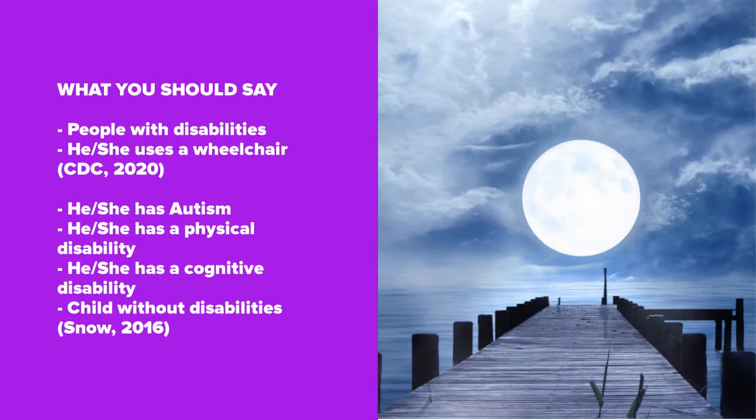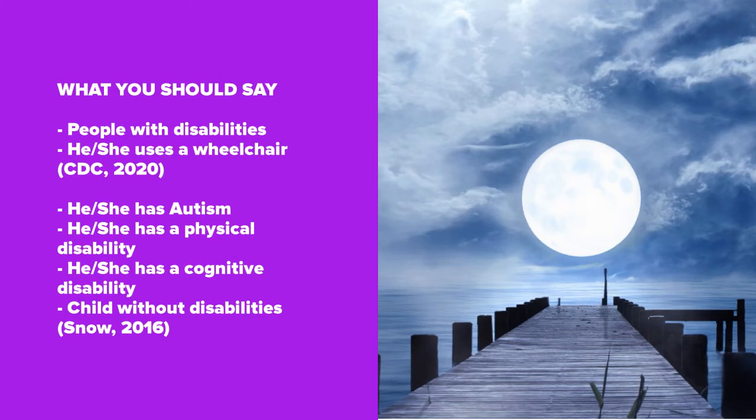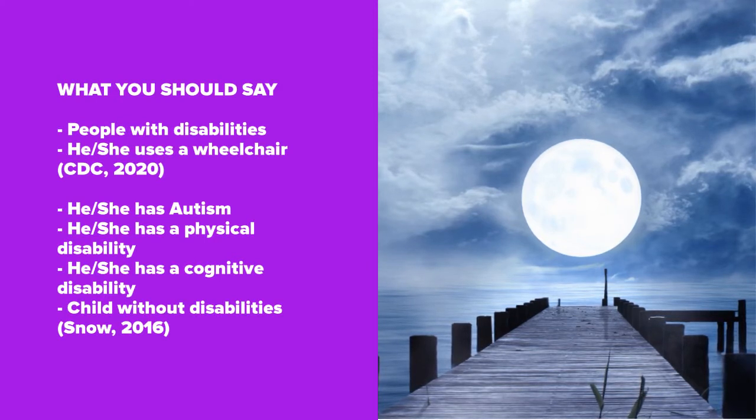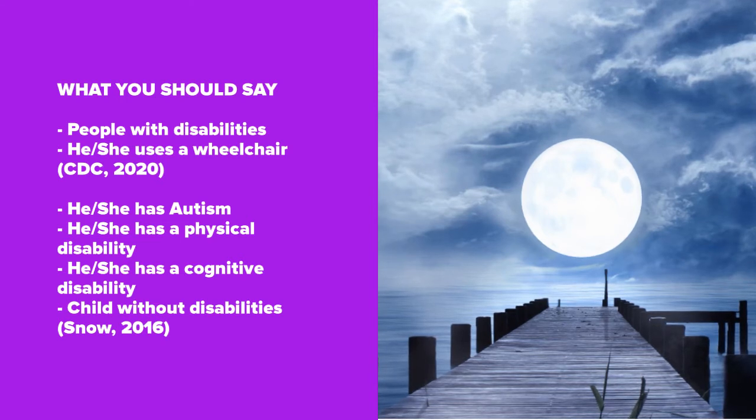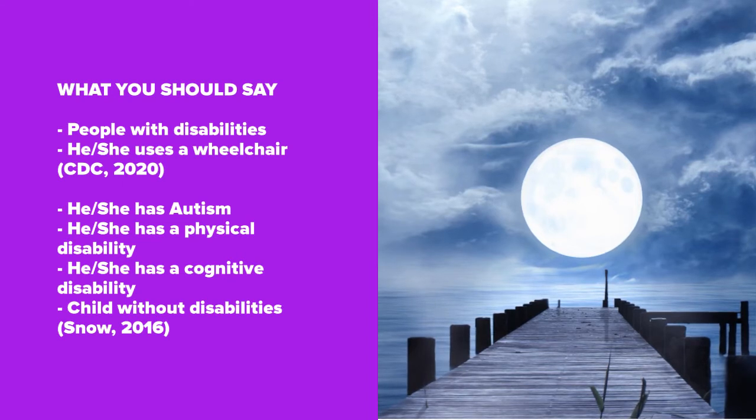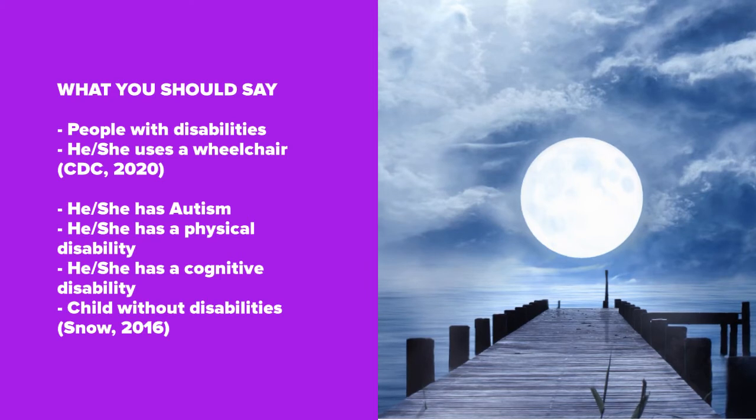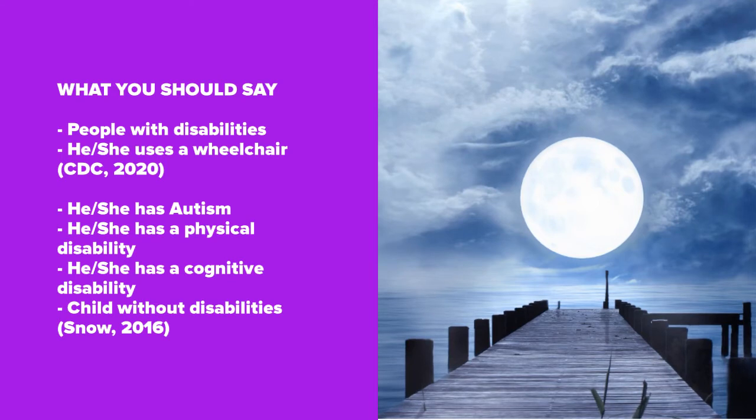These are examples of appropriate language that we should use. Here are some examples of what you can say. As you can see, each example has people first. People with disabilities. He or she uses a wheelchair. Focus on their abilities. He or she has autism. He or she has a physical disability. He or she has a cognitive disability. And if you're referring to people that you would typically say is healthy or normal, say child without disabilities.